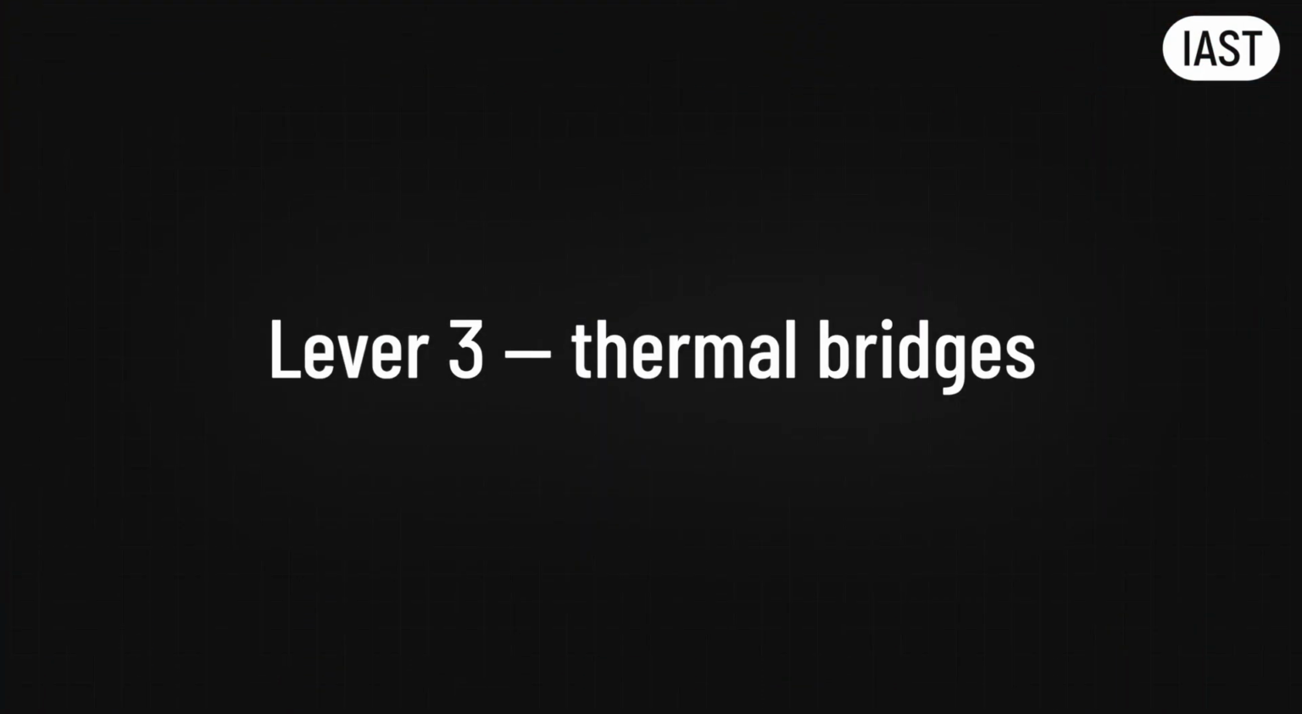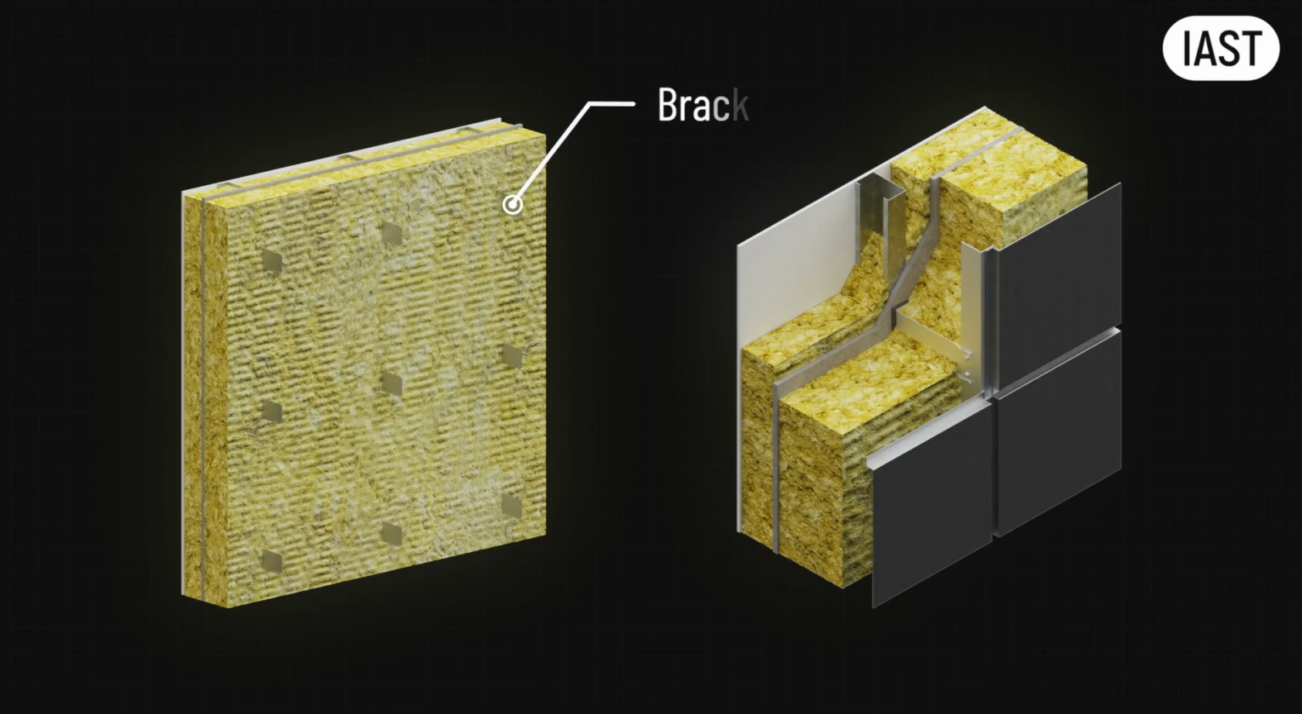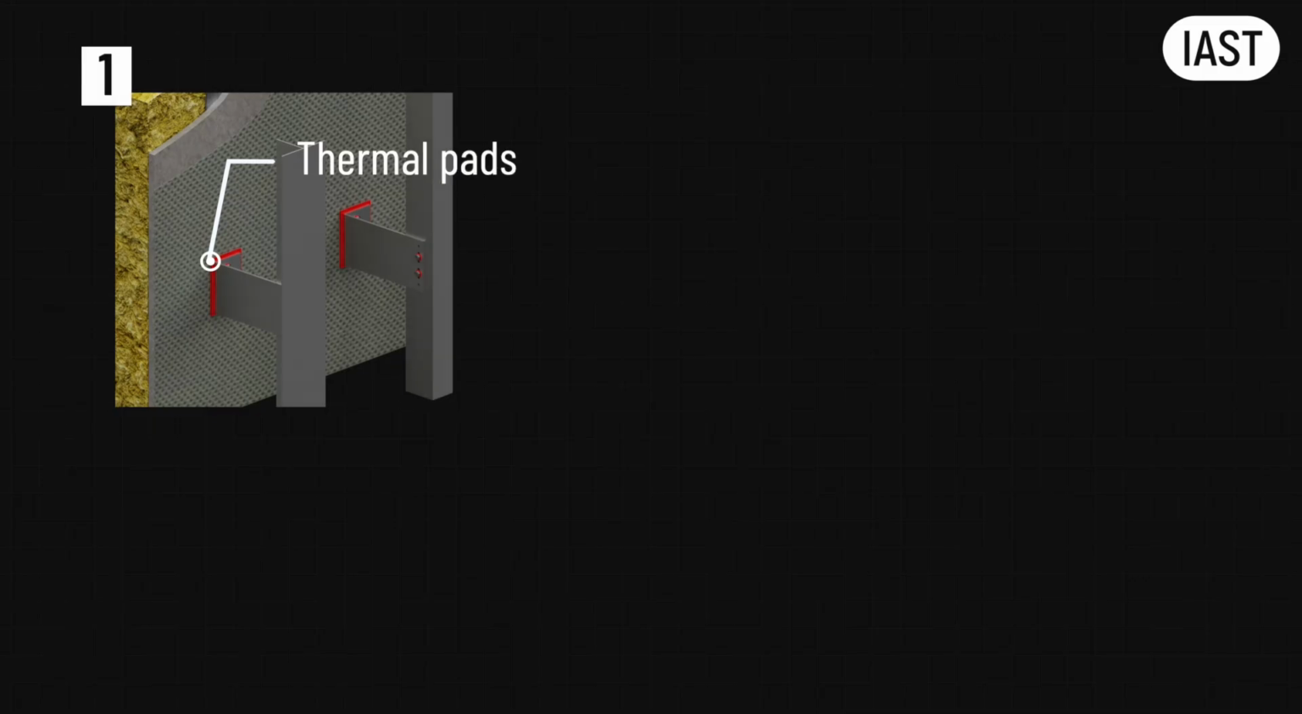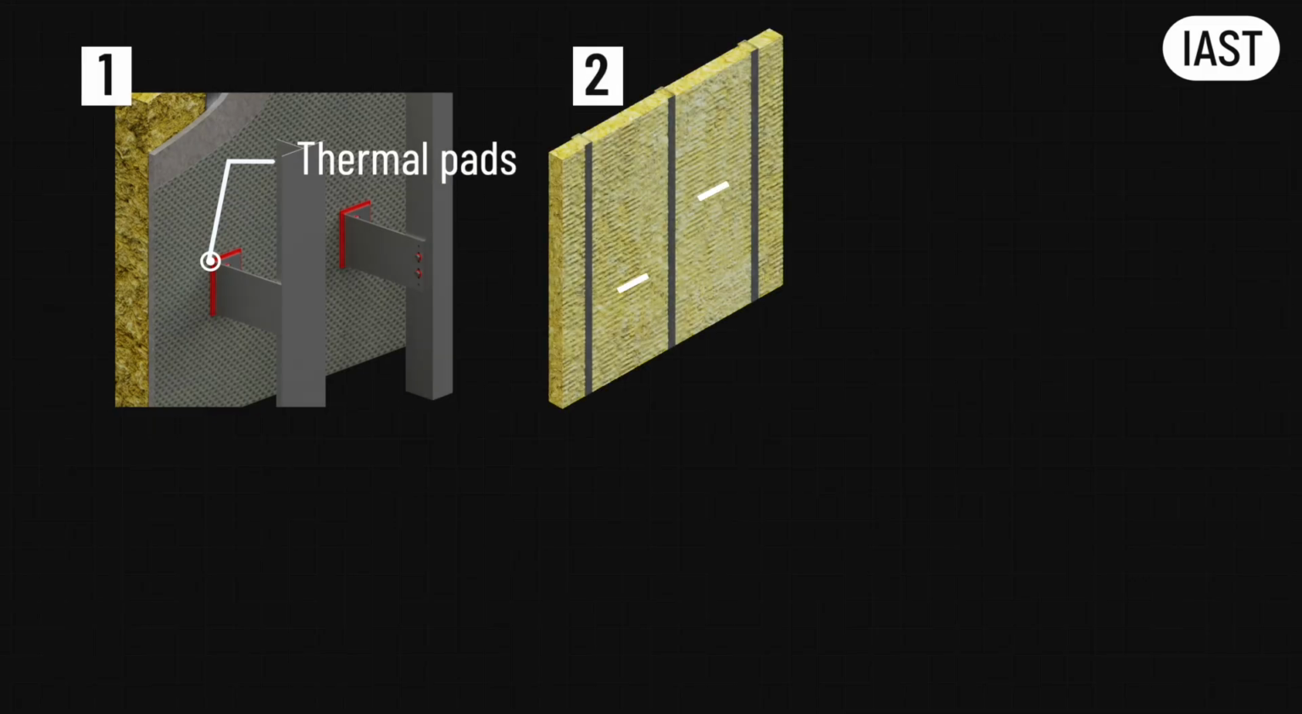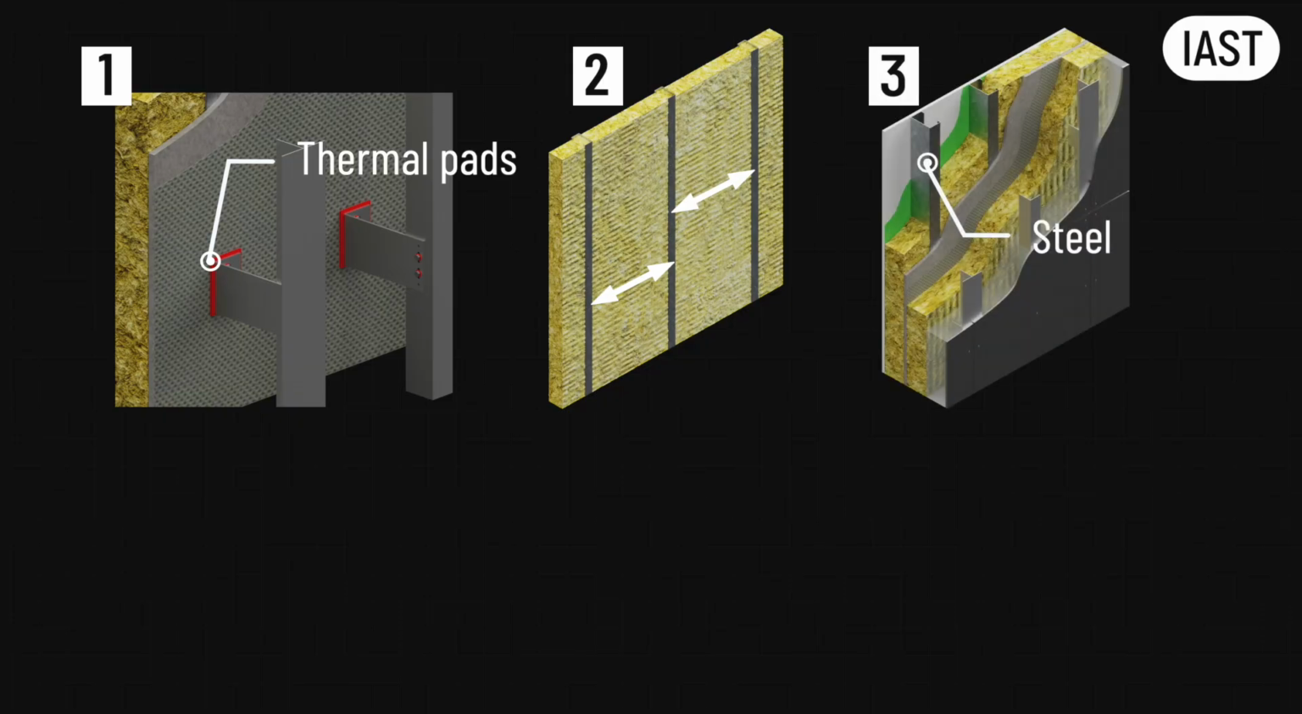Lever 3, thermal bridges. Every metal bracket bolted through the insulation is an express lane for heat. It bypasses the insulation entirely and pulls the R value down. There are 4 ways to address it. Add thermal break pads under the brackets, or increase the stud spacing so there is less steel per square meter. Switch from steel studs to timber.